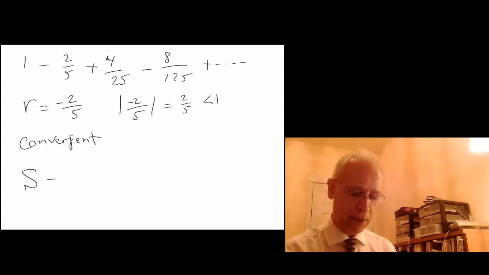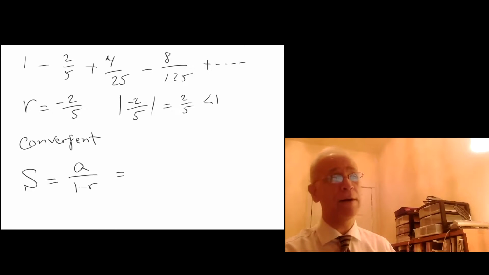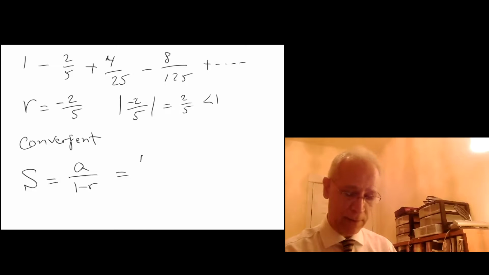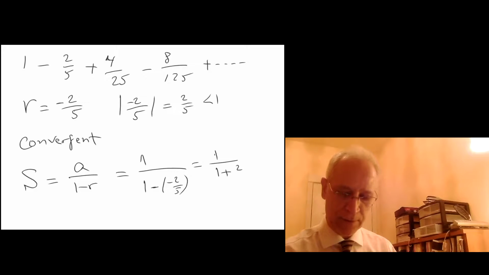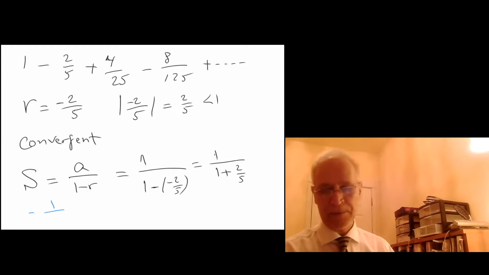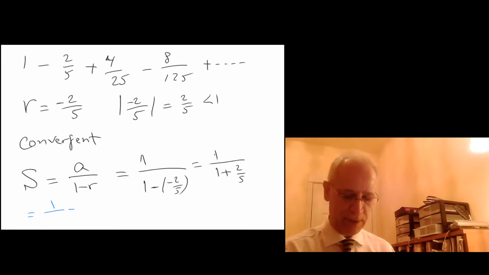So I can say S equals a over 1 minus r, a being my first term, 1, divided by 1 minus negative 2/5. That equals 1 over 1 plus 2/5. So that equals 1 over 7/5, and 1 over that is 5 over 7. It converges to 5 over 7.